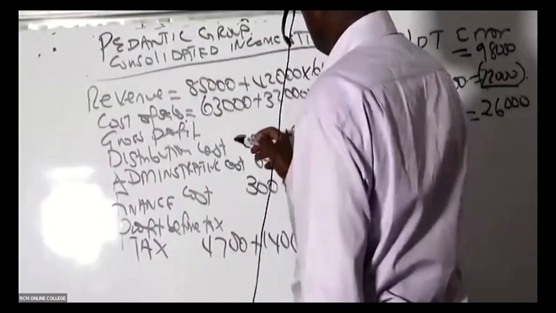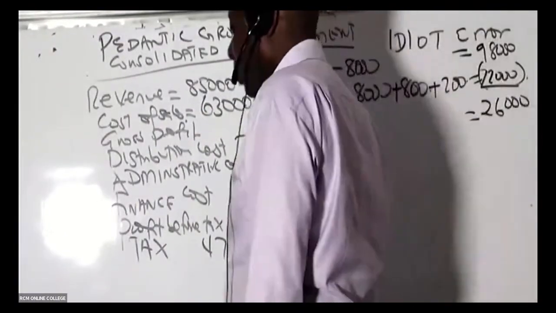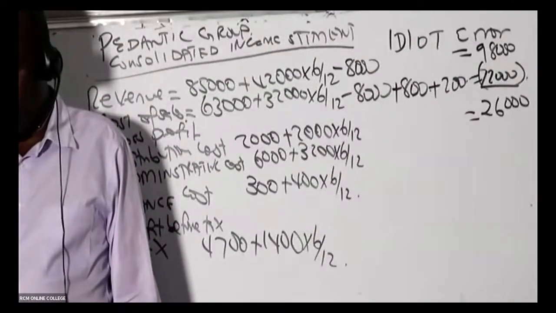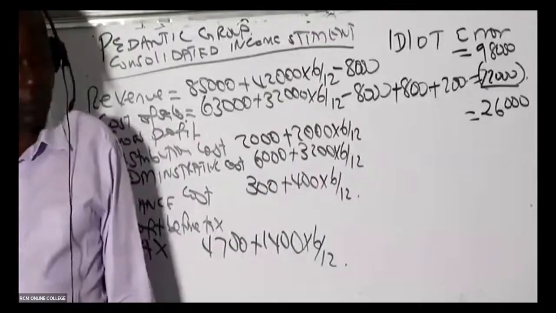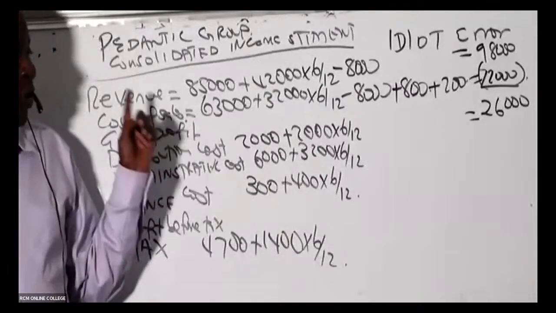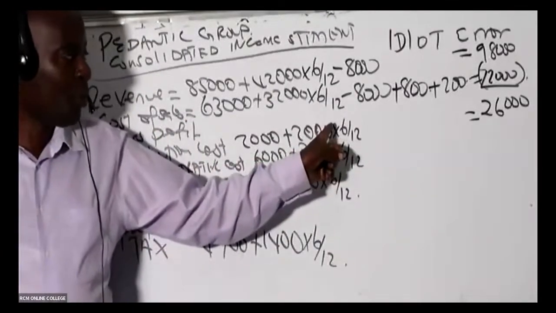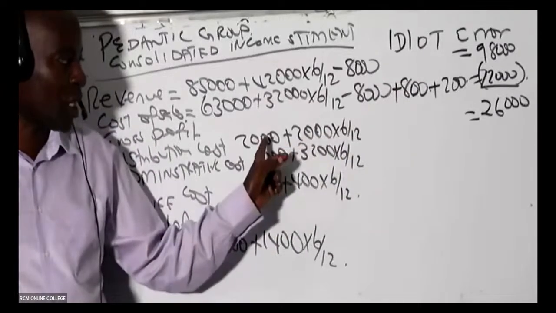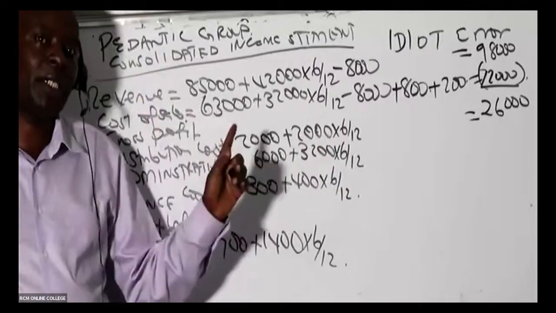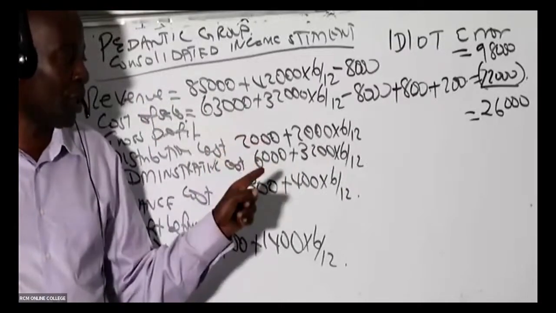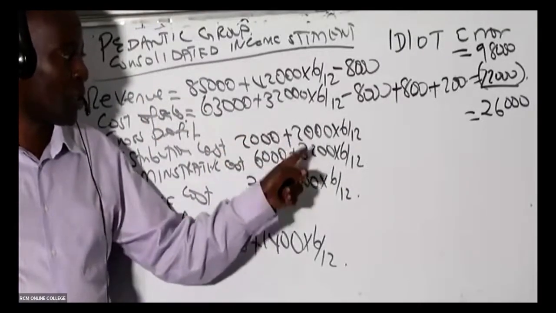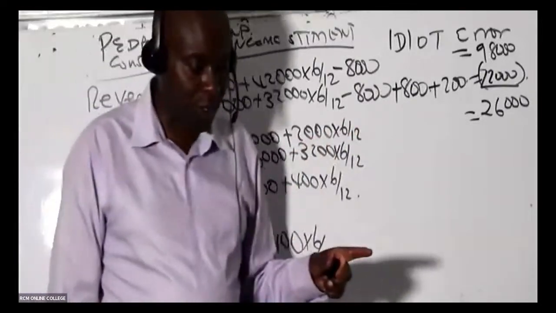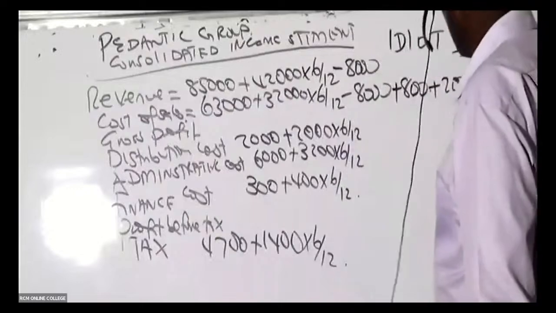So then, are you able to give me distribution cost? 3,000. Please ensure you're using your calculator very well. Don't put brackets here. 2,000 times 6 over 12 is 1,000, and 1,000 plus 2,000 is 3,000. Or in your calculator, you simply don't punch equals in between. You say 2,000 plus 2,000 times 6 over 12, and then you press equals at the end. So here we are getting 3,000.